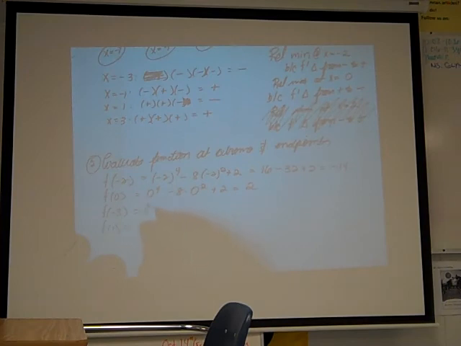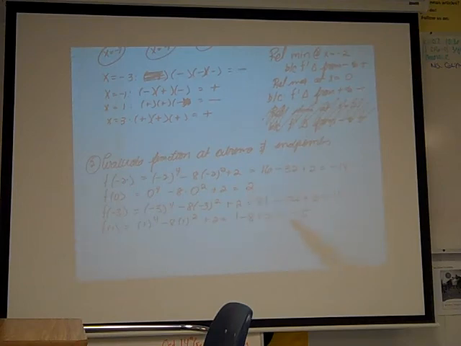Evaluate the function at -3. -3 to the 4th minus 8 times -3 squared plus 2. -3 to the 4th is 81 minus 72 plus 2. I get 11. f of 1, 1 to the 4th power minus 8 times 1 squared plus 2. 1 minus 8 plus 2, what is that? -5.